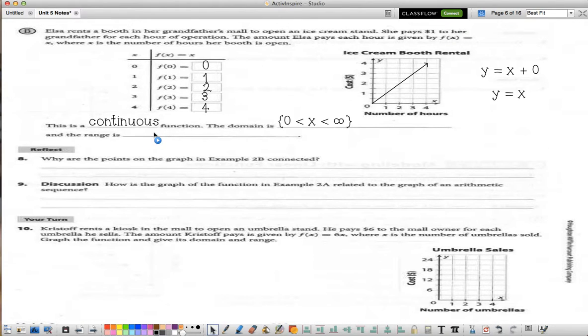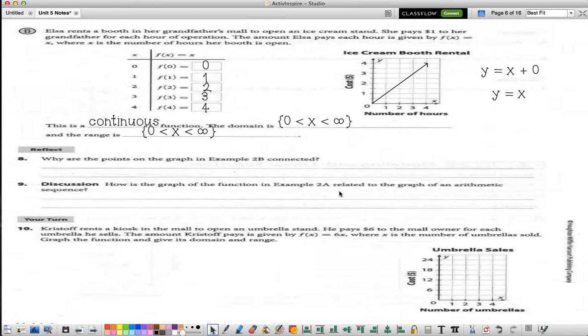Because of this, then, we know that the range would also be anything from 0 to infinity. Now, we know that it couldn't be anything below 0 because you can't rent a booth for a negative number of hours, okay? Time, in this case, can't go negative. All right? So why are the points on the graph connected? Well, we talked about that. They're connected because she can purchase the booth for an hour and a half. She can purchase it for a partial or fractional amount of time.